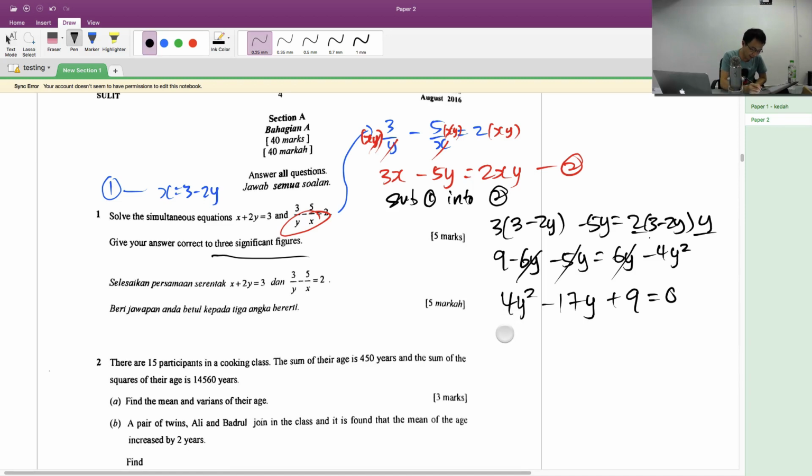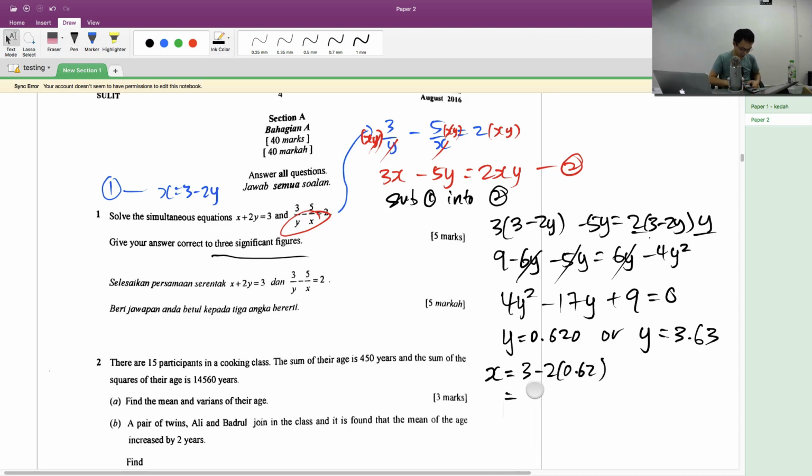So therefore, I will get my y equals 0.620, or my y will equal 3.63. Alright, then I will find my x. So my x is actually 3 minus 2 times 0.62. Then we will do 3 minus 2 multiplied by 0.62.